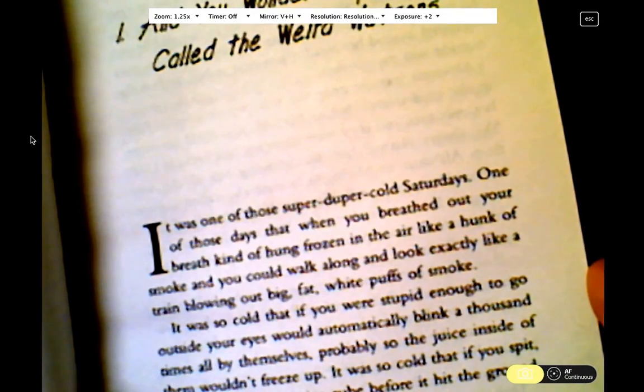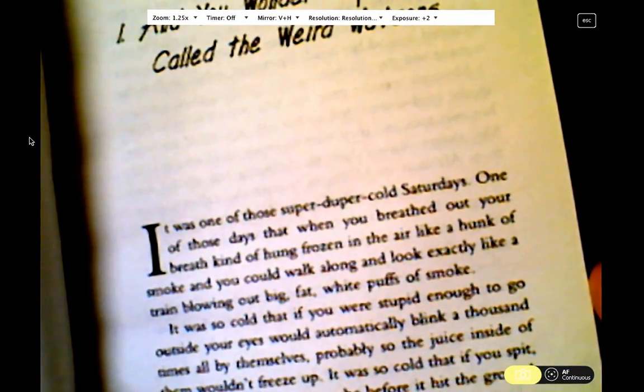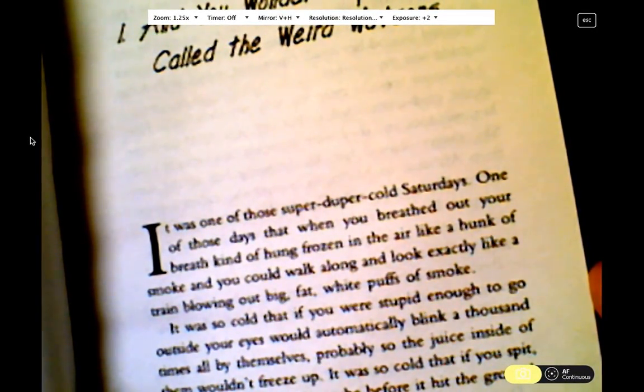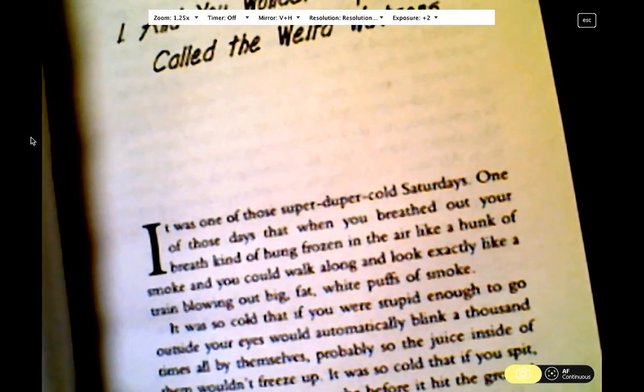It was one of those super duper cold Saturdays, one of those days that when you breathed out, your breath kind of hung frozen in the air like a hunk of smoke, and you could walk along and look exactly like a train blowing out big, fat, white puffs of smoke.